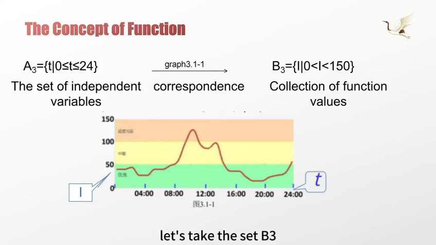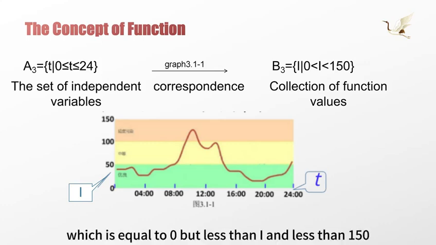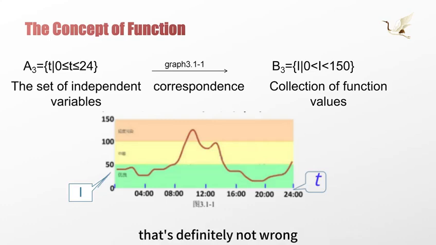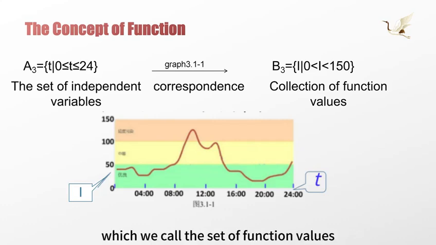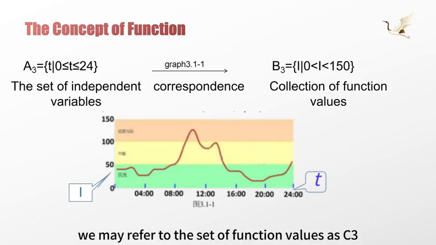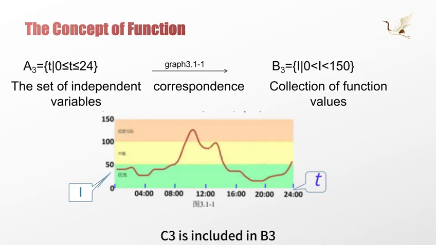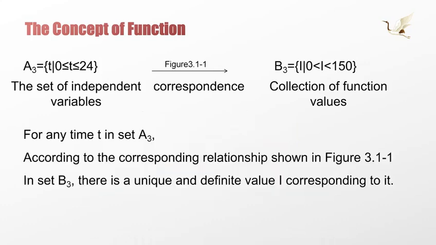Let's take the set B3, which is greater than 0 but less than 150. That's definitely not wrong. At this point, our set of function values is no longer B3. There are many redundant elements in B3, which we call the set of function values. At this point, the set of function values should be a subset of the set B3 where the function values are located. We may refer to the set of function values as C3. C3 is included in B3.